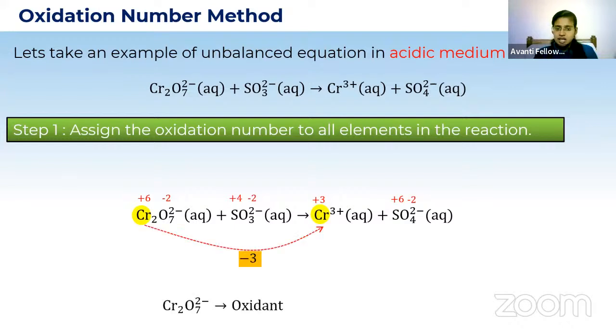So it is an oxidant. If it is gaining 3 electrons, it is called as oxidizing agent, right? So it is an oxidant. Oxidant or oxidizing agents. Both are correct.